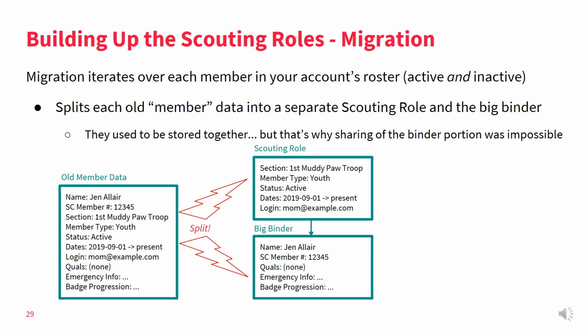All of those things used to be stored together, but that's why sharing of the binder portion was impossible up until now, because it was impossible to share just a chunk of the old member data. So we've now pulled it out into two separate storage bins to make the sharing possible.